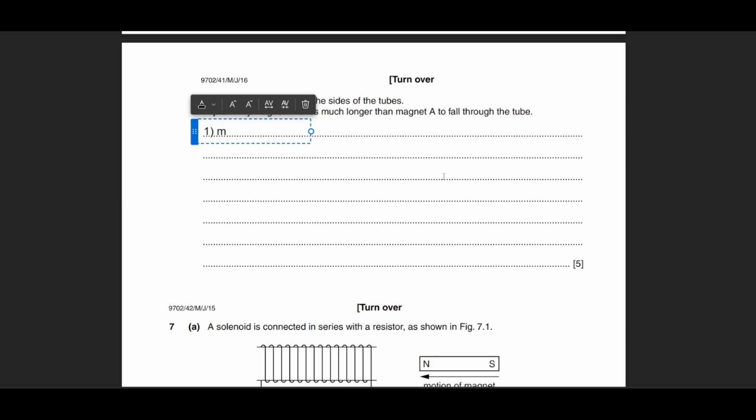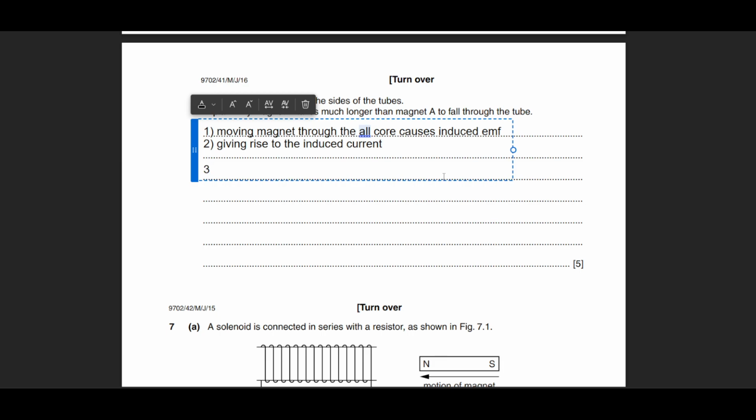So, moving magnet through the aluminum core causes induced EMF, right, giving rise to the induced current. Now this is where it gets separate. So let's say we call this point number 3. I will cover 3 and 4 in the same point, but this is the rest of the answer. So giving rise to the induced current.